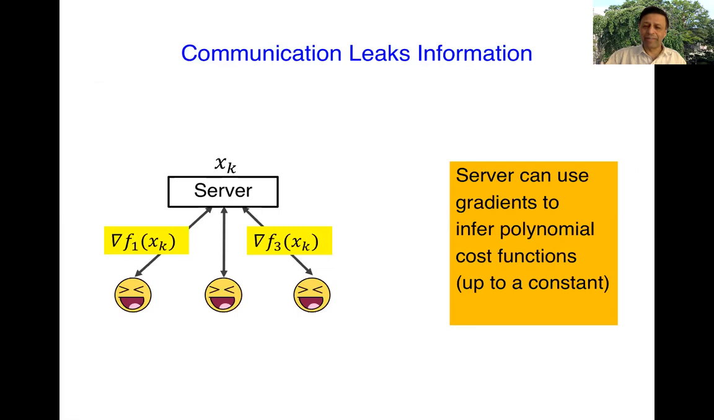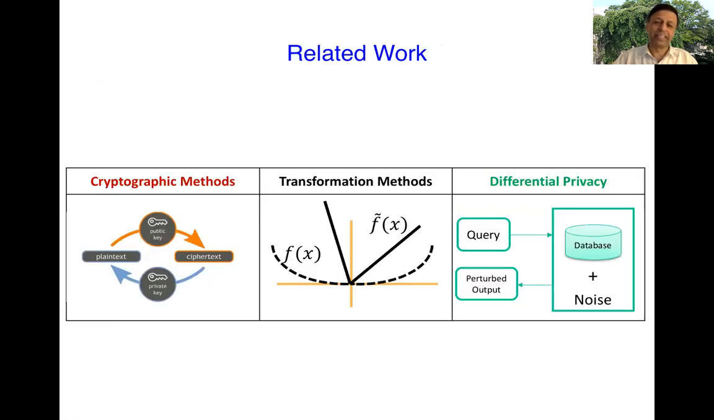But if we use the algorithm that I presented earlier, where the server is sending the estimate to the agents and the agents are uploading the gradients, it's easy to see that if you get enough gradients for a polynomial cost function, then you can eventually infer the polynomial cost function. Now, for any cost function, you can always find a polynomial of sufficiently high degree that approximates that cost function. So what this is saying is that the more gradients I get, the more I learn about the cost function. And we want to try to mitigate this kind of compromise in privacy.